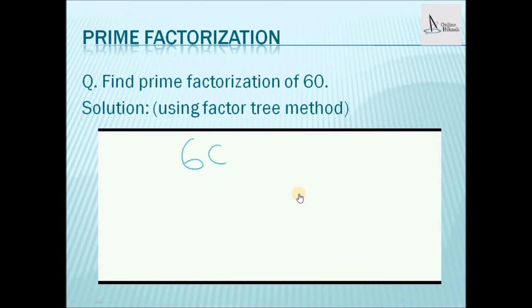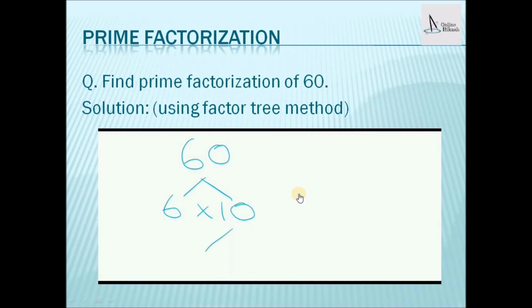Here we will write 60 and we will split it up, we will break it. So 60 can be written as 6 into 10. My dear students, you might be thinking, why 6 into 10? Can we write, say, 20 into 3, because 20 into 3 is also 60? Yes, of course you can write that. Okay, so let us see 6 into 10. Now in this case, this 6 is not a prime number. This 6 is a composite number, and this 10 is also a composite number. So what will we do? We will break them again.